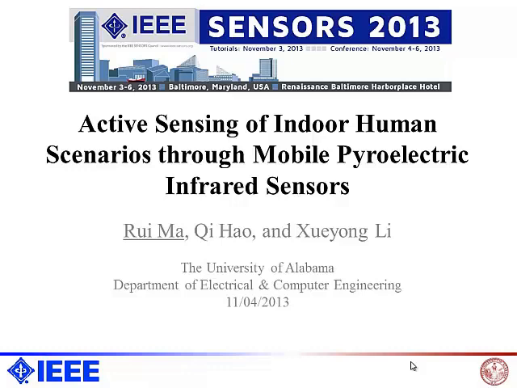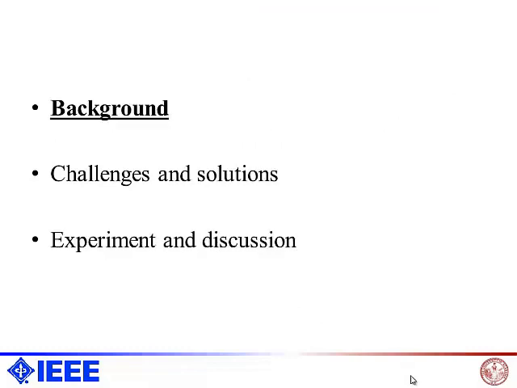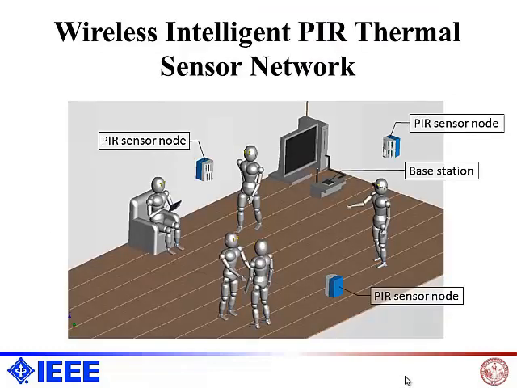My topic is the active sensing of indoor human scenario through mobile sensors. My presentation includes the background, the challenges and solutions, and the experiment results. Human scenario identification systems have been widely studied for health caring, smart houses, and intelligent control.